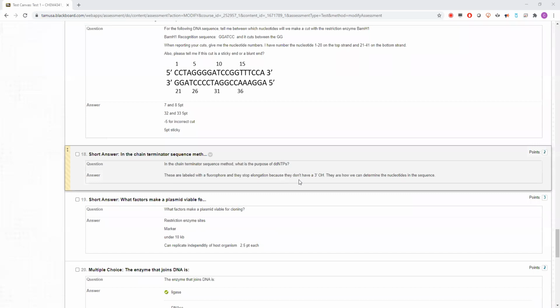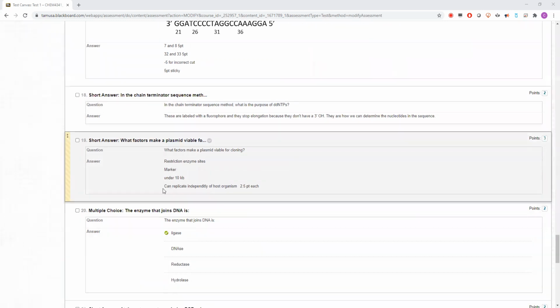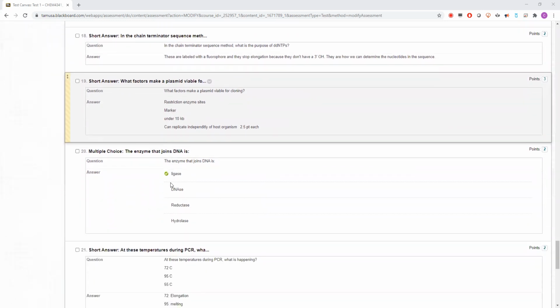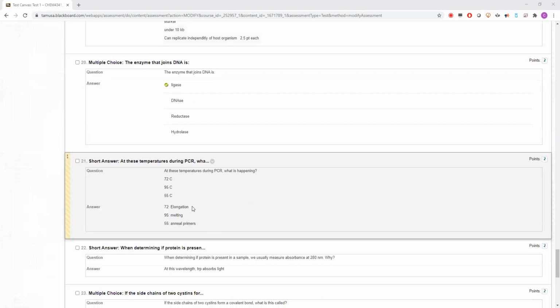Here's the answer for dNTP. What factors make a plasmid viable for cloning? These are the answers I was looking for. Ligase, PCR, again, the answers here.